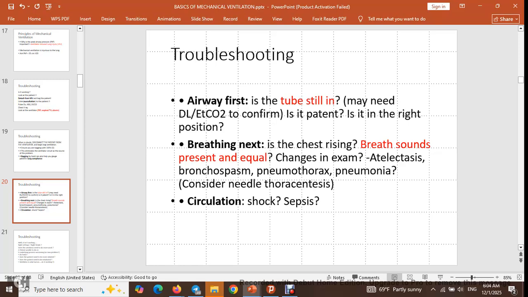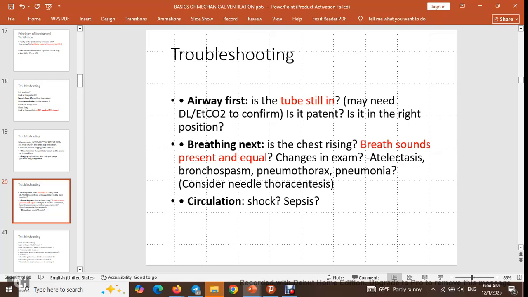The other thing is airway always first. So is the tube in? This is the most important thing you should know. End-tidal carbon dioxide can also give you a clue to confirm that the ET tube is in situ or not. The other thing is this CO2 will not tell you whether the ET tube is in one lung or in the trachea. So you should auscultate for bilateral equal breath sounds, and also look for any change in exam.